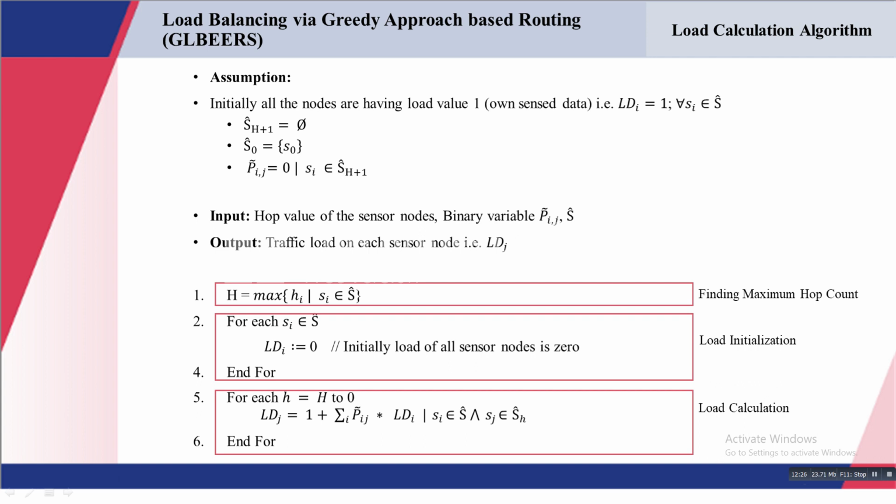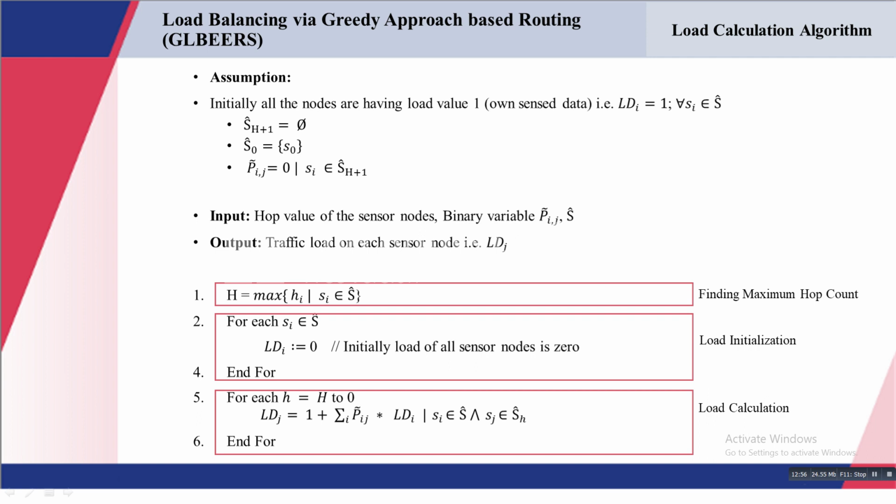And for the set of sensor nodes at hop count 0, we have assumed that only the sink node is there, so only S0 will be there. And Pij is equal to 0 for the node Si if Si belongs to Sh plus 1. Fine. Here, firstly, we will calculate the maximum hop count, and for all the nodes we will assign the load value as 0, and that's how the total load is calculated for each node.